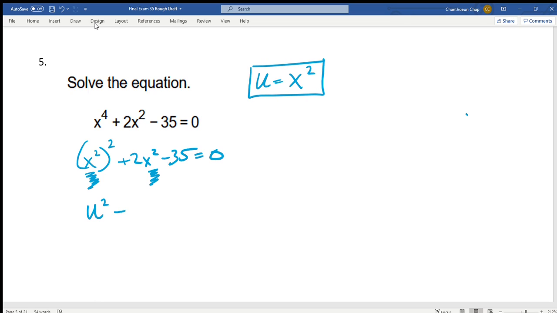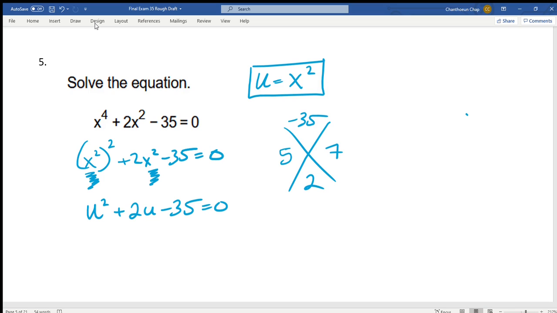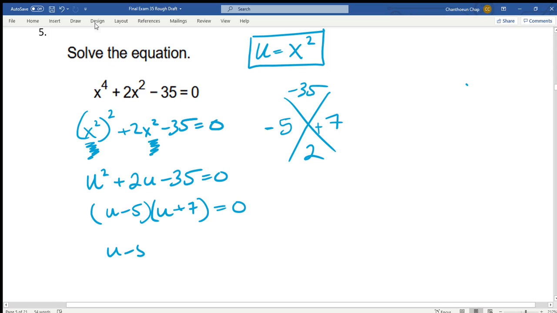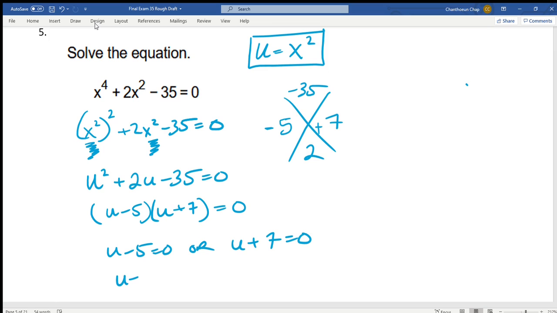So we have u squared plus 2u minus 35 is now equal to 0. And I know how to do this. I can factor. We can use the diamond method, negative 35 on top, 2 on the bottom. And now let's figure out the two numbers. So 5 and 7, but I need to add up to a 2, so let's use negative 5 and positive 7. This factors as u minus 5 times the quantity u plus 7. And that's equal to 0. That's great. Now I can set each of these equal to 0 and solve for u. The first one is u equals 5, and the second one is u equals negative 7.